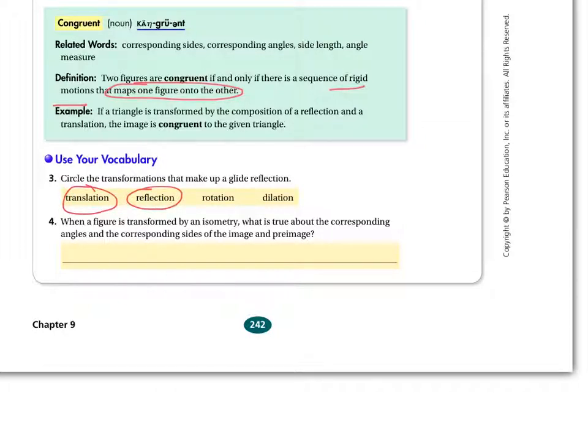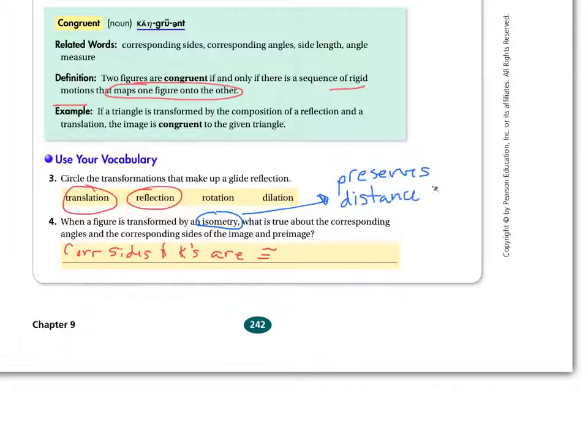And then number 4, when a figure is transformed by an isometry, what is true about the corresponding angles and the corresponding sides of the image and preimage? So I already talked about that. What's true? They're congruent. So corresponding sides and angles are congruent. And you might want to put a note here, isometry preserves distance and angles.